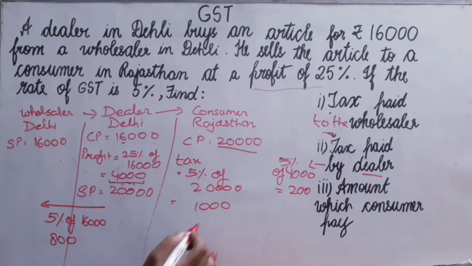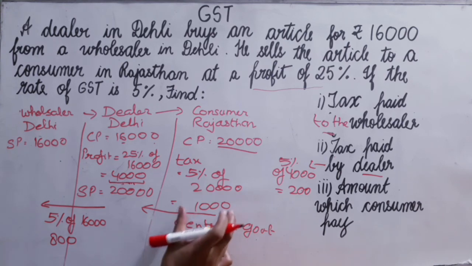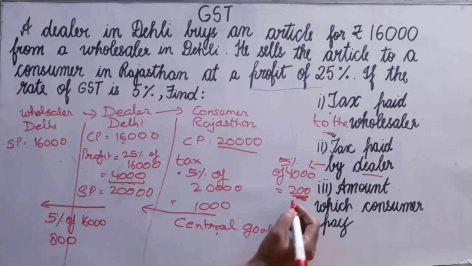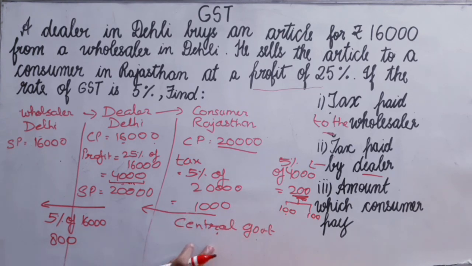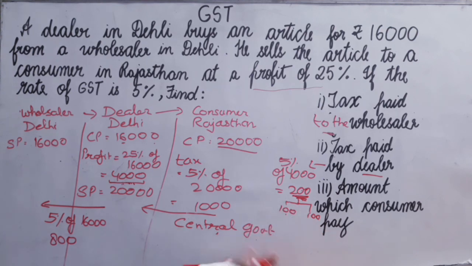Now see here, whatever he will pay, this whole amount will go to the central government. Just keep in mind, because this is an interstate transaction, the state is changed here, so this whole amount will go to the central government. It will not go to the state government. But whatever he pays on his profit, he is paying 200 on his profit. This 200 will be divided into two parts: 100 will go to the central government and 100 will go to the state government. But here the whole amount of 1,000 will go only to the central government. It is not asked, I am just telling you for your knowledge that because this is an interstate transaction, the whole amount will go to the central government, and because this is an intrastate transaction, half of the amount will go to the central and state government.